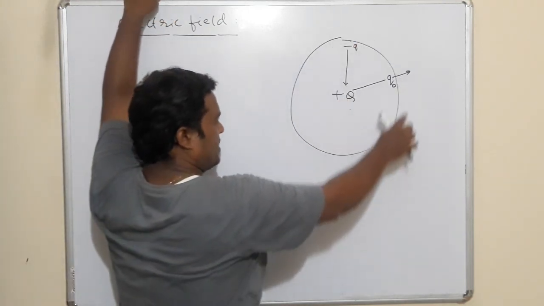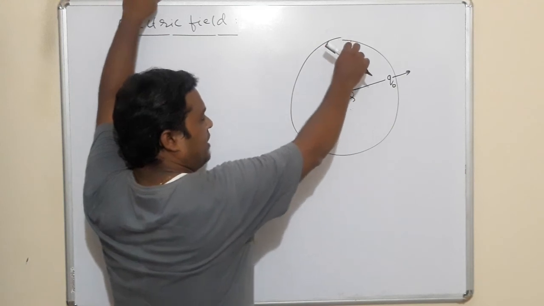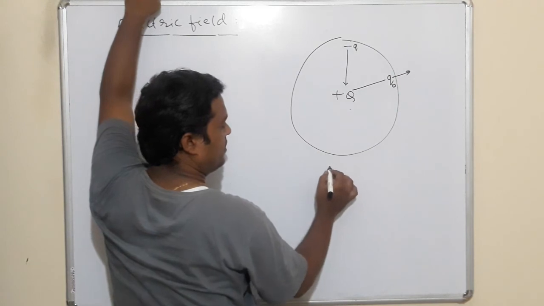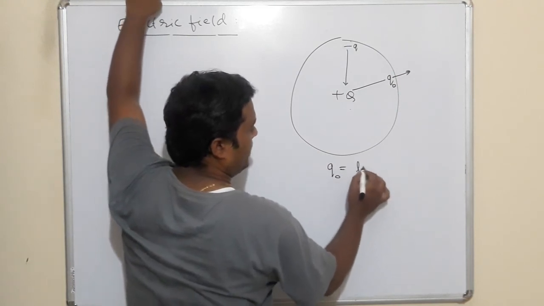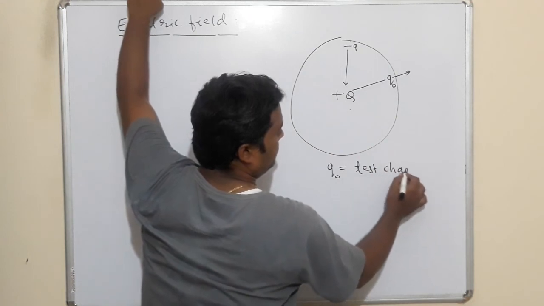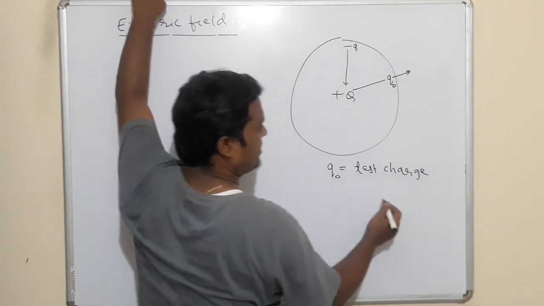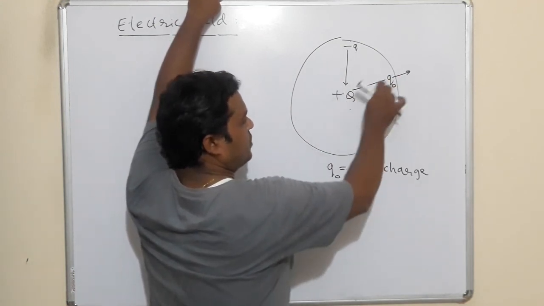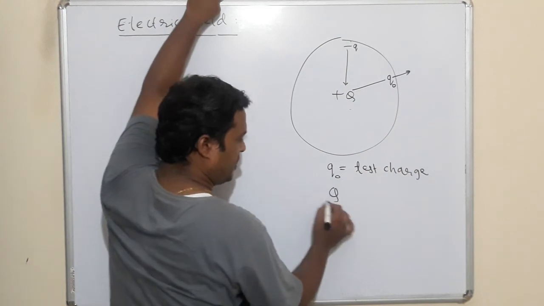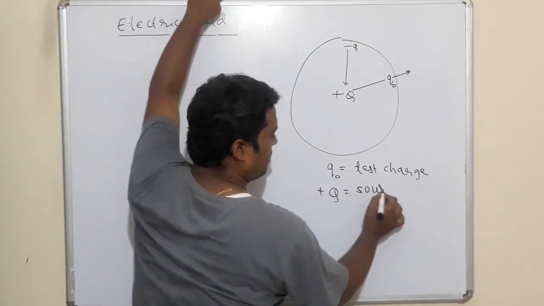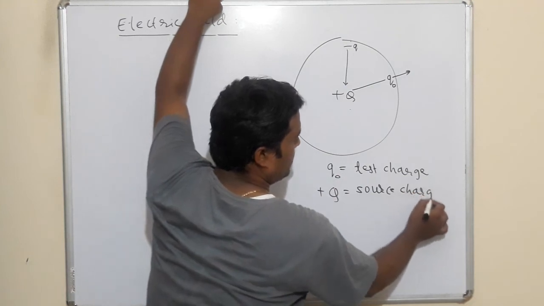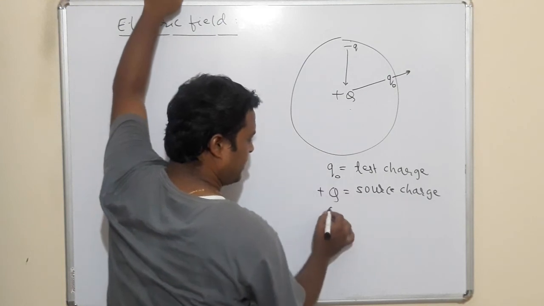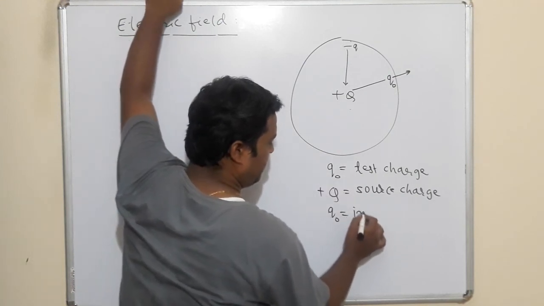The space around this charge in which it can attract or repel another charge placed here, this charge Q0, is called a test charge. That means it is placed to test how much force it will experience from the source charge. The charge plus Q is called the source charge. The condition is this test charge must be infinitesimally small.